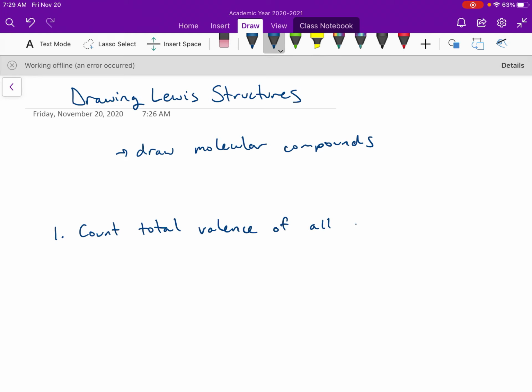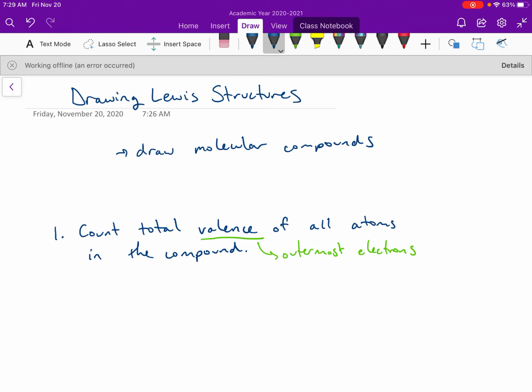So the first thing that you want to do is count the total valence of all atoms in the compound. We're going to count the total valence of all atoms in the compound. So what does that mean? What does valence mean? Valence means outermost electrons.